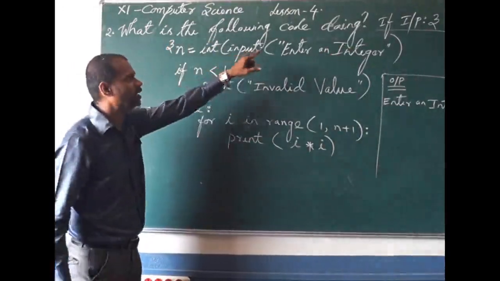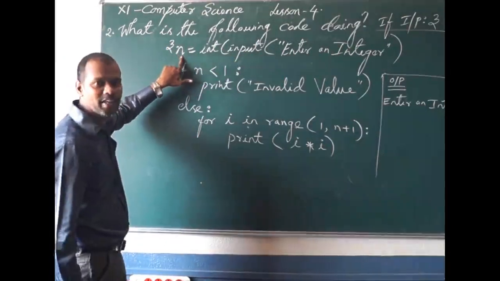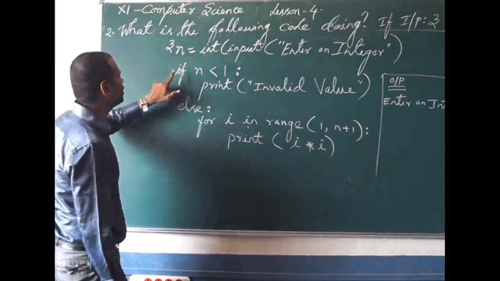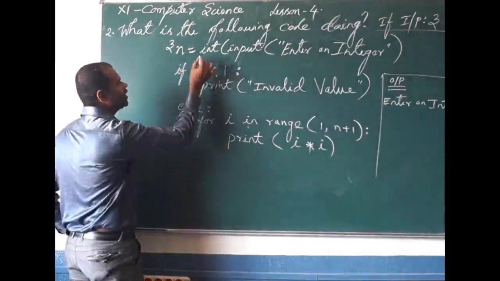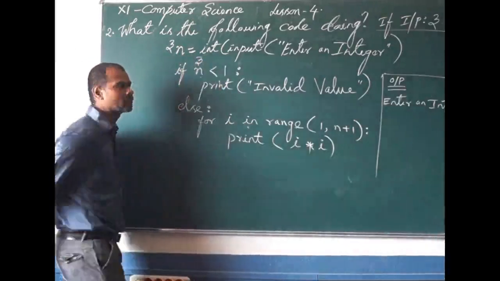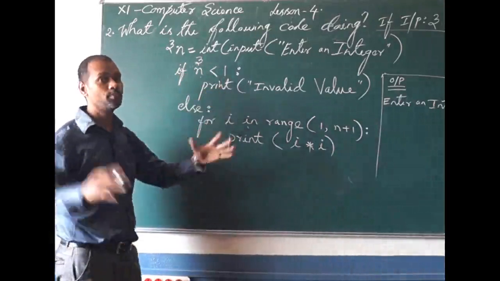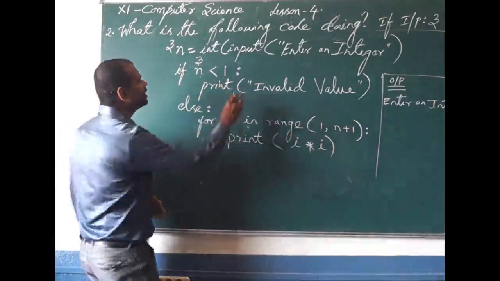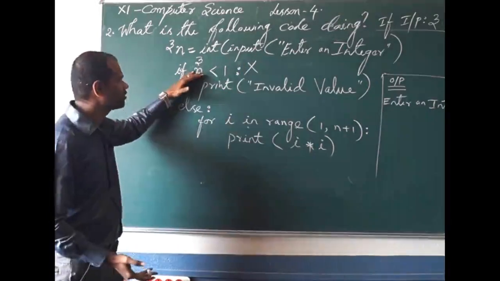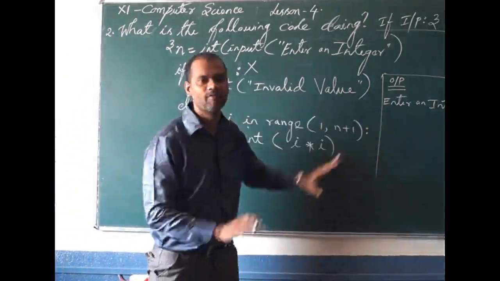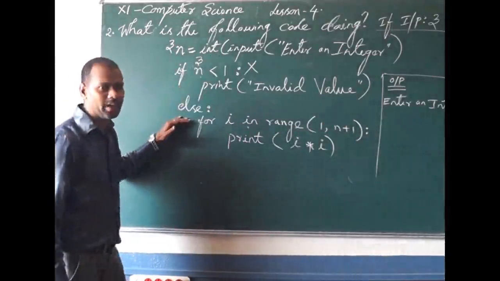Because of this input, we receive 3, and that 3 will be stored in which place? In n, right? Now, if n is less than 1, take a pencil, and above the n, write 3. 3 is small and 1 is big. Is it true? This condition is definitely false. That means this line will not execute. So the else case will be executed.